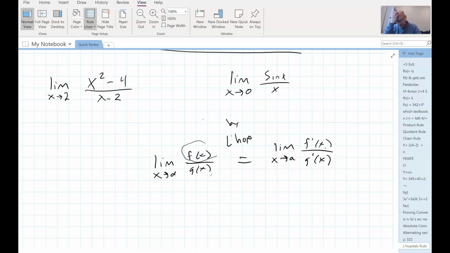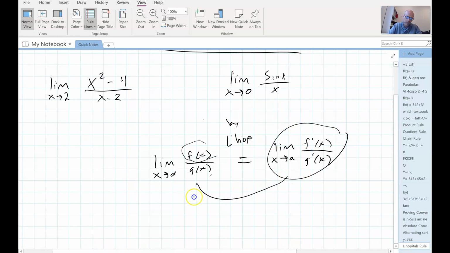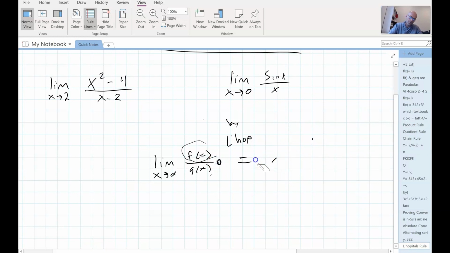And then you would just evaluate this new limit, because we're saying that whatever this limit is, it's going to be equal to that limit. We're not saying these are the same thing. They're only equal because of L'Hôpital's rule, because we got an indeterminate form on this first one. Okay? So that's the idea of L'Hôpital's rule. So we're going to apply that to a couple of examples here.